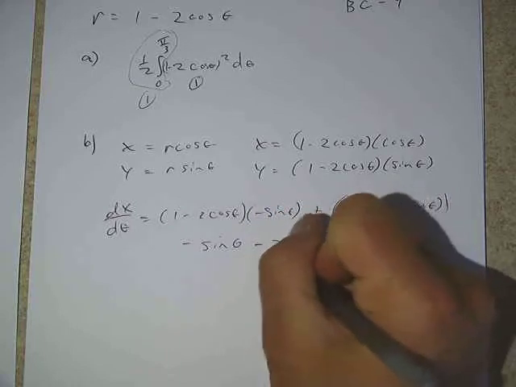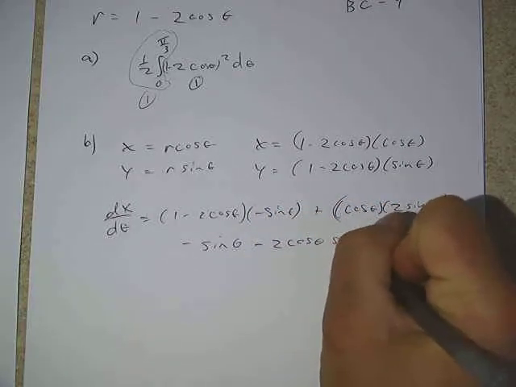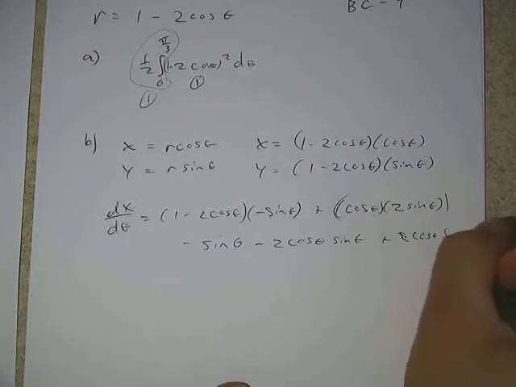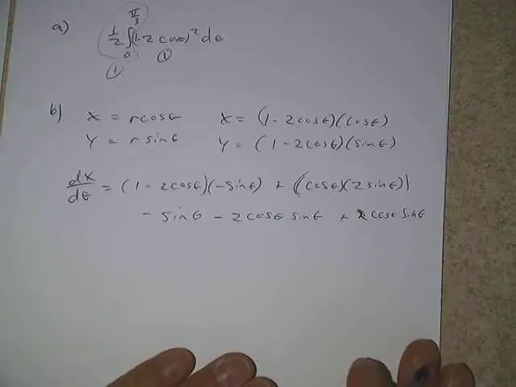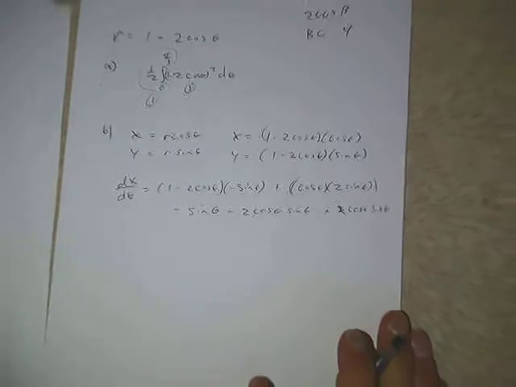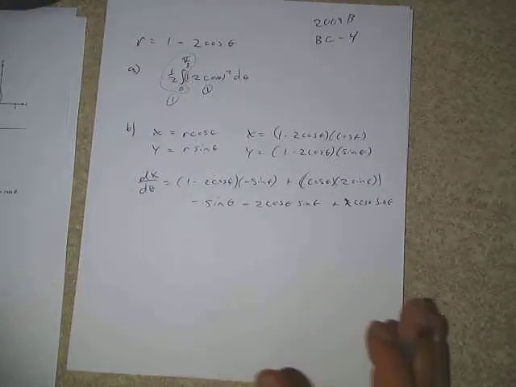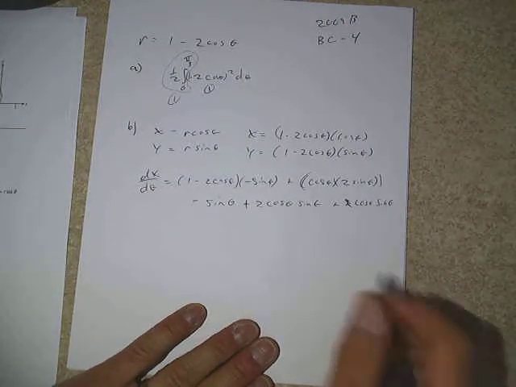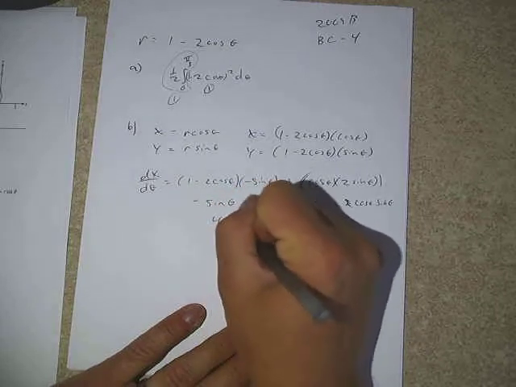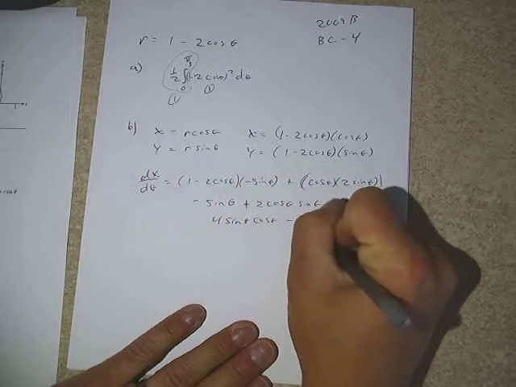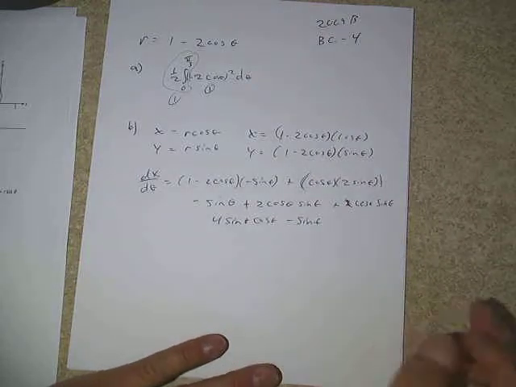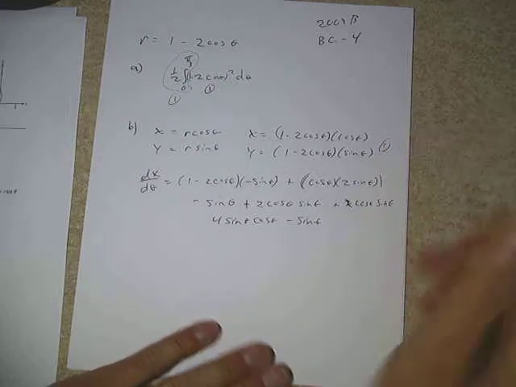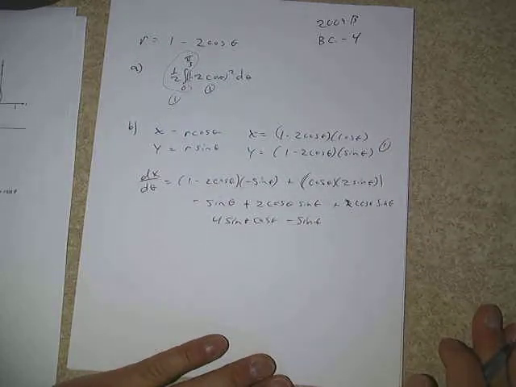And with that, we could go negative sine theta minus 2 cosine theta sine theta, and here we have plus 2 cosine theta sine theta. Nope, this is a plus, plus that one, minus minus. And if I put those two together, those two are like terms, so we'd have 4 sine theta cosine theta minus sine theta. That would be my dx d theta.